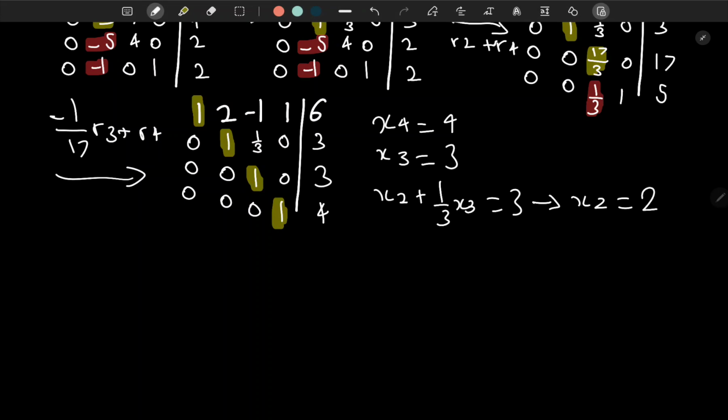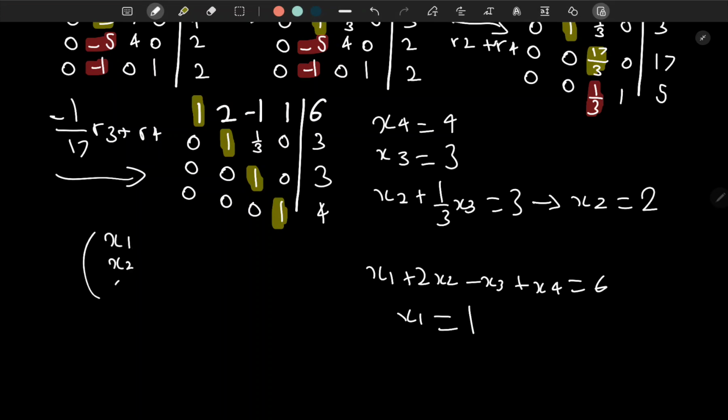And for x1 we have the first row, which is x1 plus 2x2 minus x3 plus x4 is equal to 6. And if you solve for x1 using all the other numbers over here, we'll get x1 to be 1. So if I have to write it in the matrix format, it's going to be x1, x2, x3, x4 is equal to 1, 2, 3, 4.